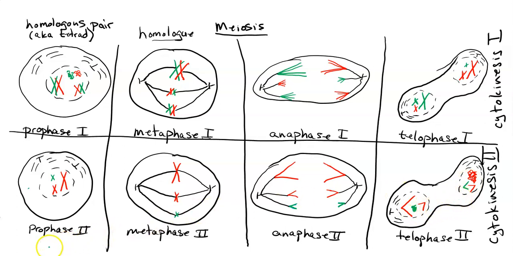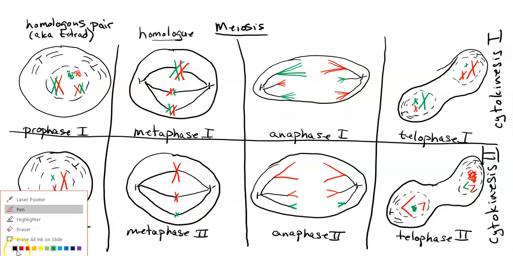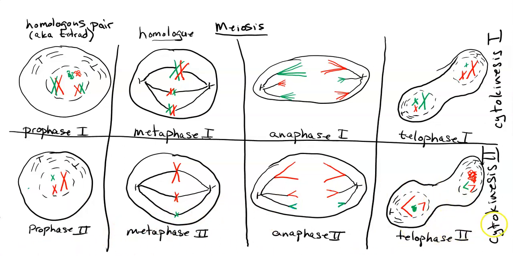Now, what happens after telophase 2 is cytokinesis 2. After cytokinesis 2 happens, after this entire process happens, we have 4 genetically unique daughter cells. These are called gametes. Good. All right, that is meiosis.